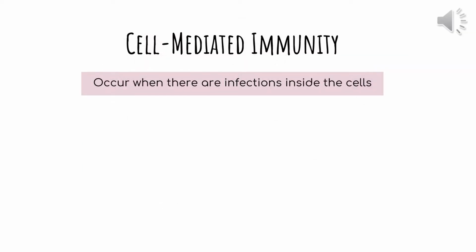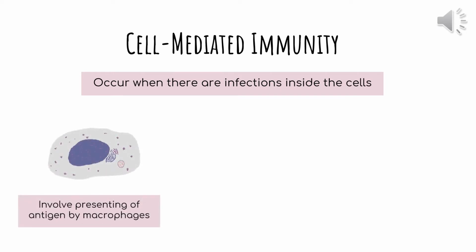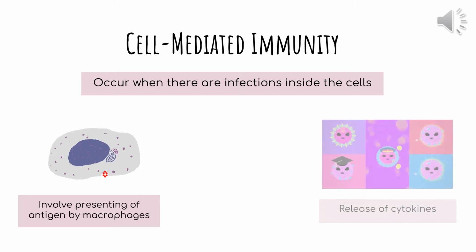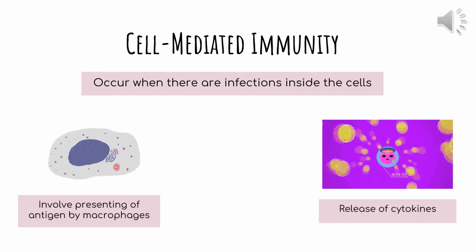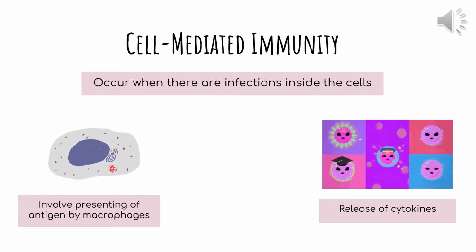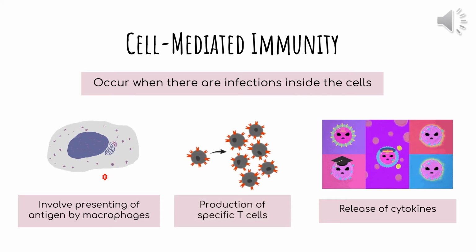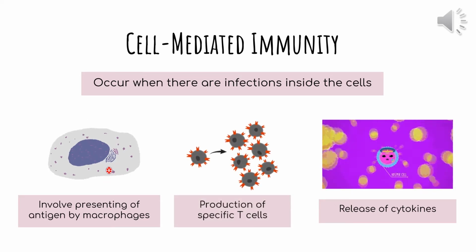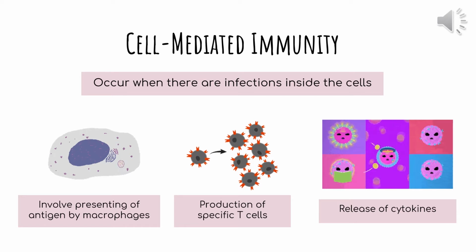Cell-mediated immunity occurs when there are infected cells in the body, and it involves the T helper cells, which recognize the antigens that are presented by the macrophages, and then release cytokines and chemokines to start the process. This system also involves the production of antigen-specific cytotoxic T lymphocytes and any of the other white blood cells.